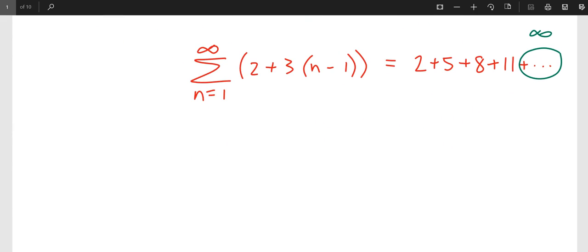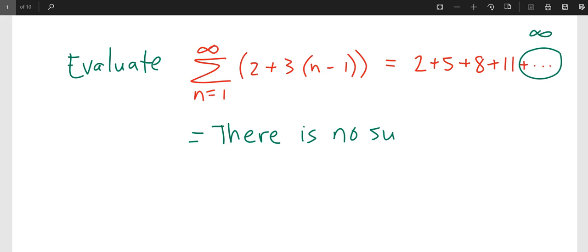Now, if I ever ask you this question, evaluate, I just want you to think about that for a second. Is there a way to add up an infinite group of numbers that are always getting bigger? Answer, no. So there is no sum. So I guess that's kind of a trick question.